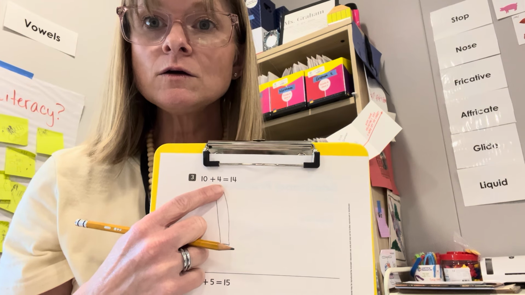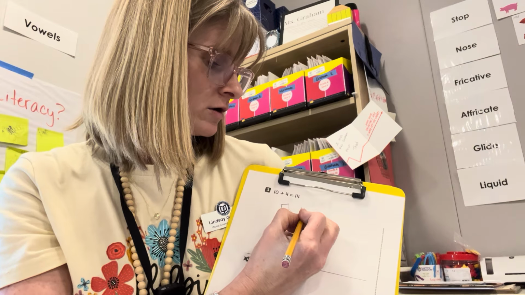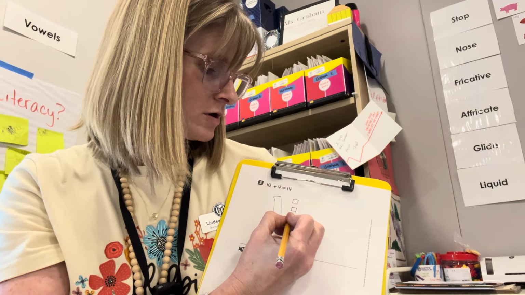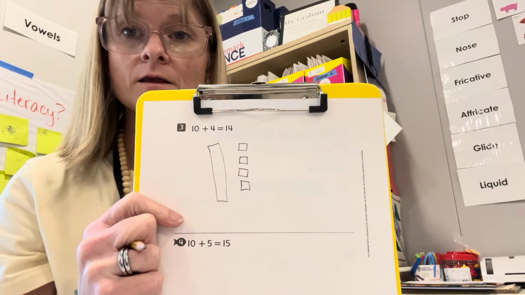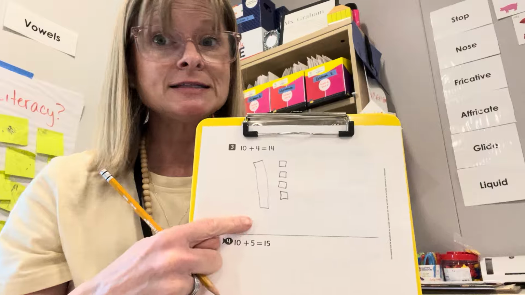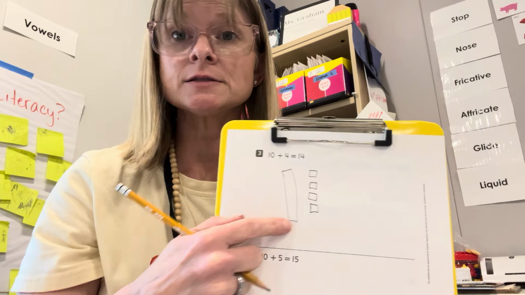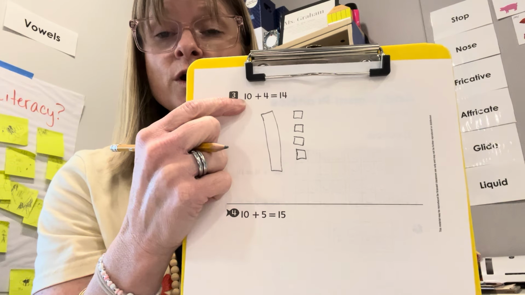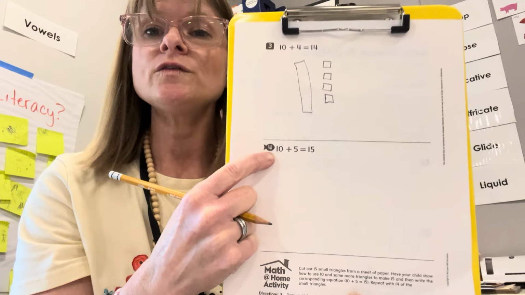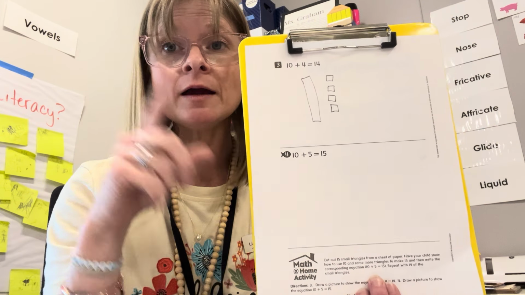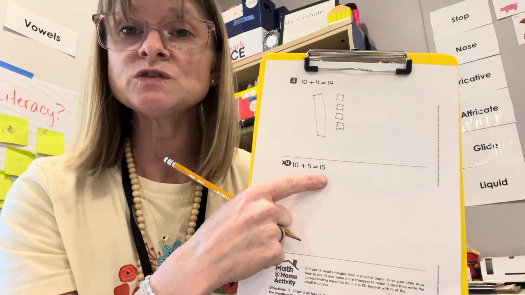And then how many ones do I need? 4. So we're going to draw 4 cubes to show 4 ones. Okay? You can also draw 10 counters and 4 counters, just like we do with our other ones, to show 10 plus 4 equals 14. Okay, and I want us to go down here. We've got 10 plus 5. Remember, if you need more time, hit pause, then hit play when you're ready to go. For 10 plus 5 equals 15.